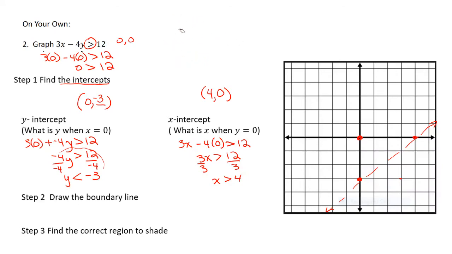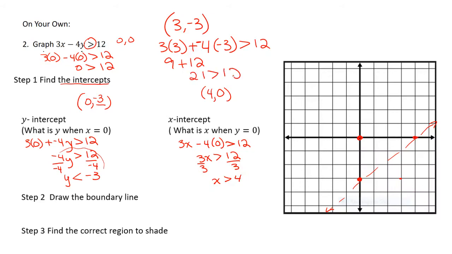Okay. So the point that we're checking is 3, negative 3. So 3, negative 3. There you go. Now the x is 3 times 3 minus 4 times a negative 3. All right, and so that's plus the opposite. That's got to be greater than 12. So this is 9. Negative 4 times a negative 3 is actually a positive 12. So 9 plus 12 is 21, and that is indeed greater than 12. So we can shade this bottom area.